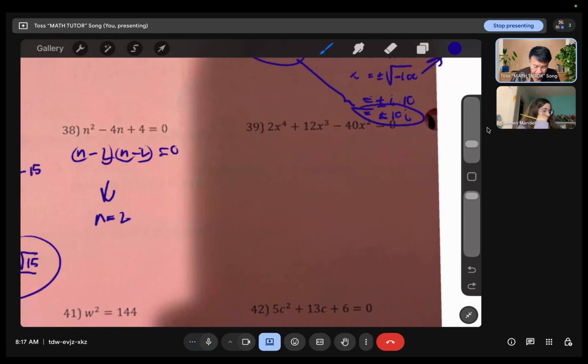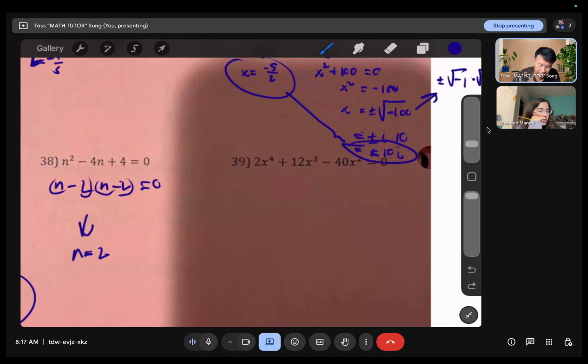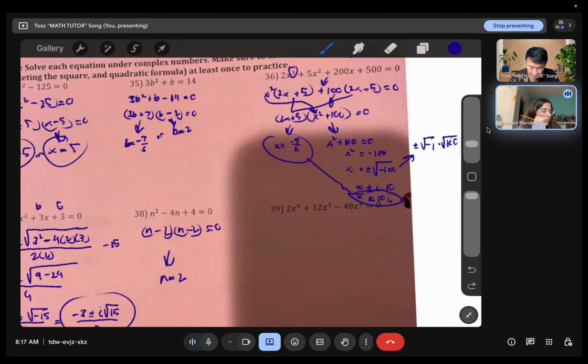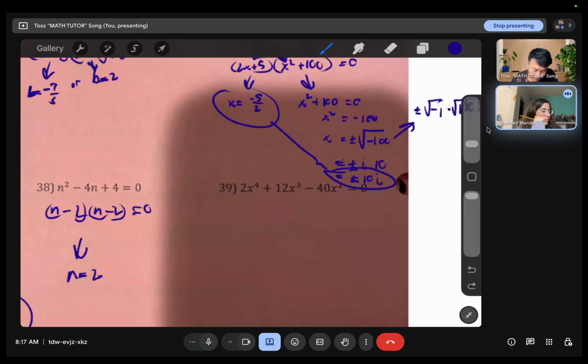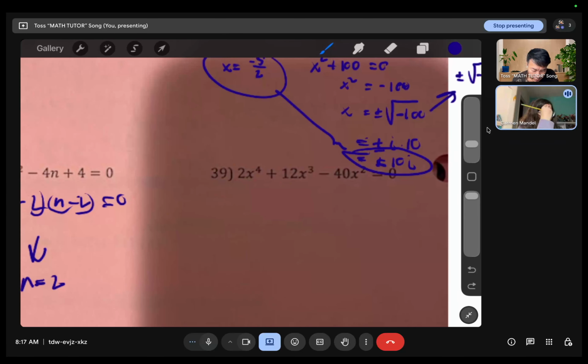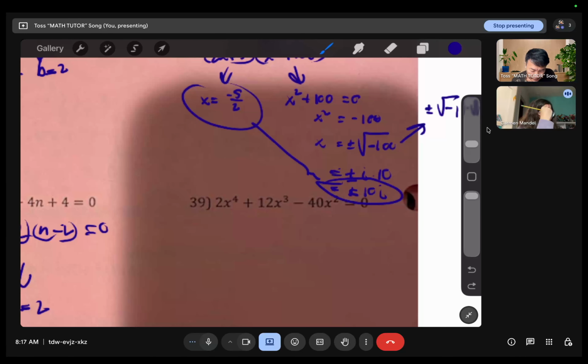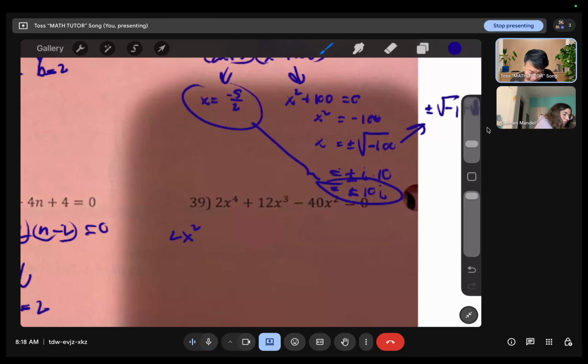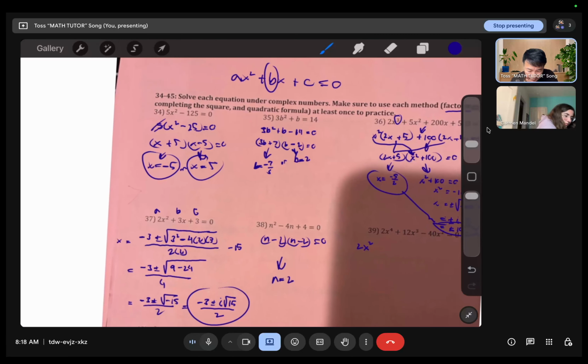Okay, this one, I would do. Would you do something similar to 34? Yes, in the sense where you want to take x to the second and pull that 2 out. Yeah, you have to pull out the GCF.